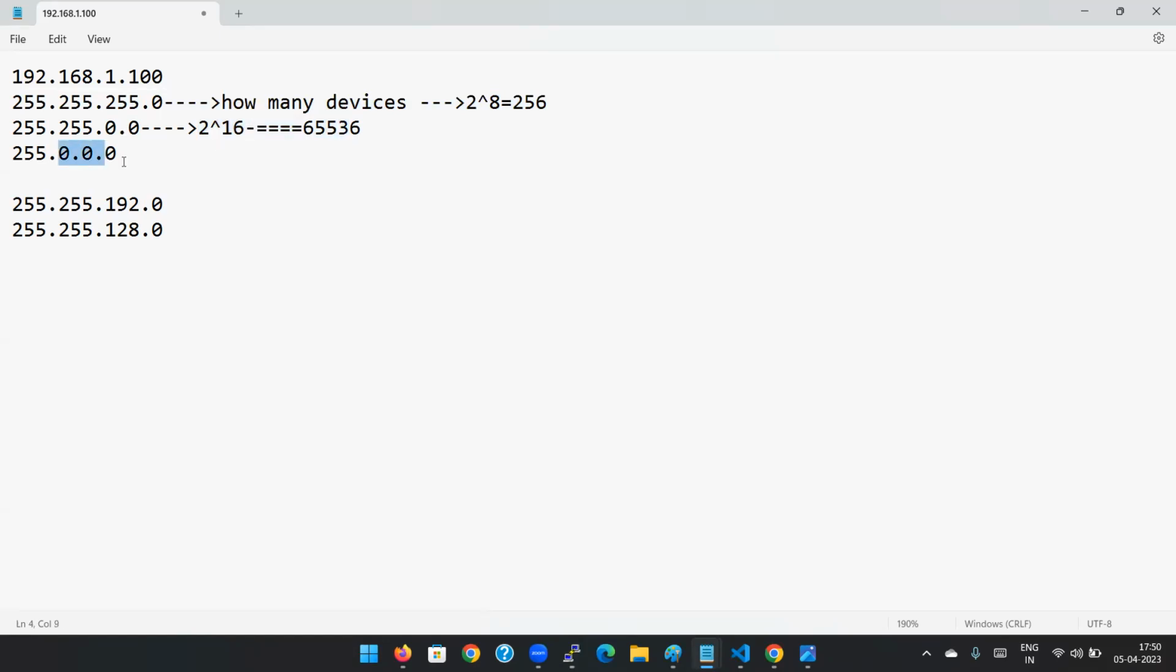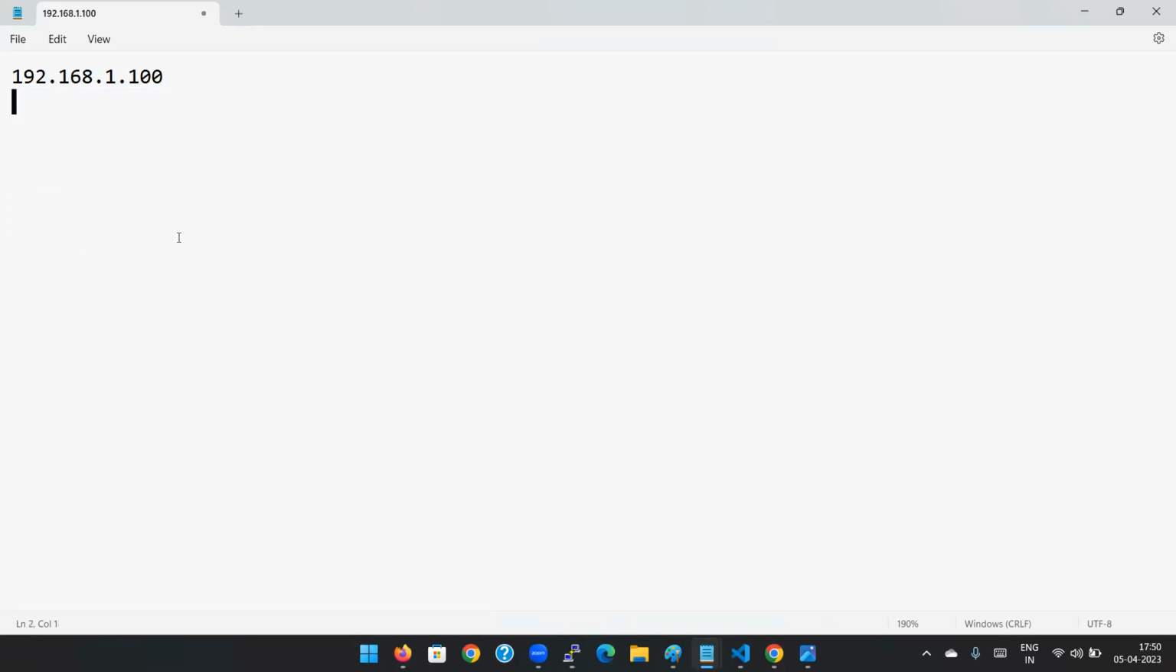If you see here, how many zeros are there? There are 24 zeros. If I convert this subnet mask into binary format, 24 zeros are there. So 2 to the power of 24, that is 16,777,216 devices you can connect. Okay, these many devices you can connect inside if the subnet mask is looking like this. But still, I just want to make sure whether you are able to understand. I will clear all your doubts once we get back into the concept.